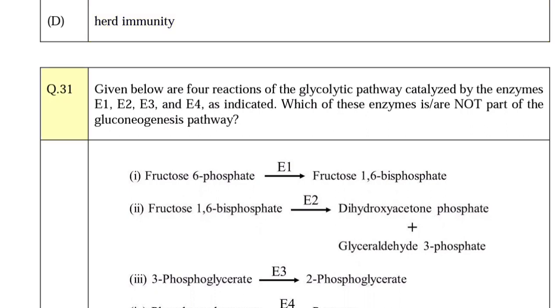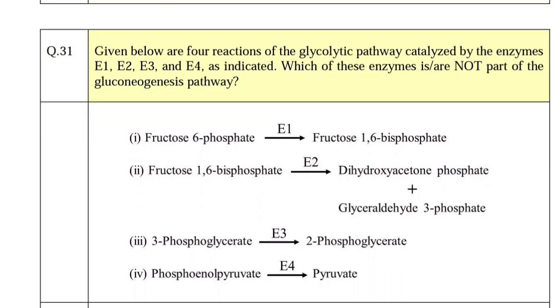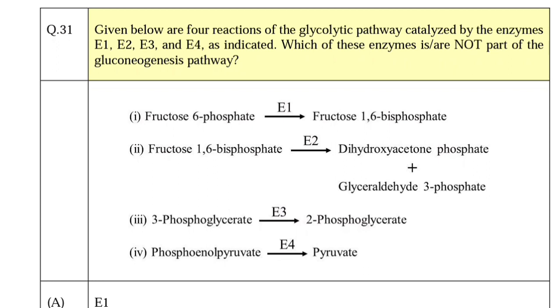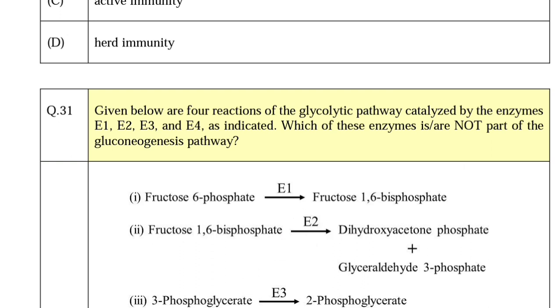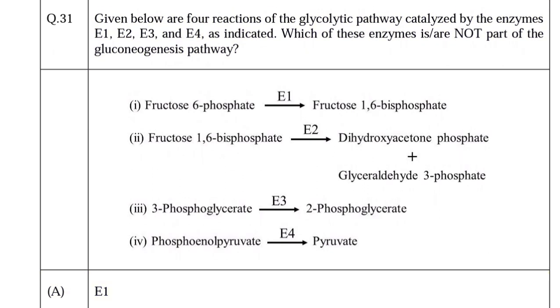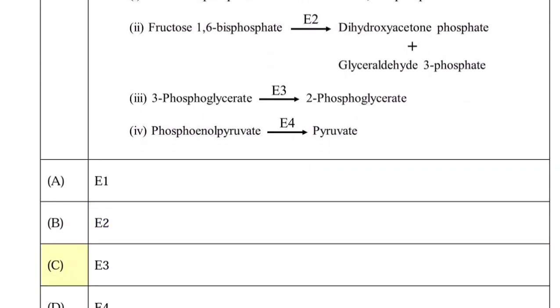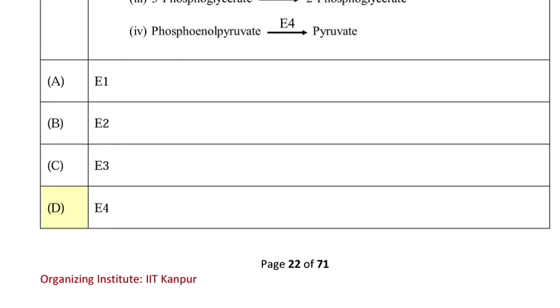Q.31. Given below are 4 reactions of the glycolytic pathway catalyzed by the enzymes E1, E2, E3, and E4, as indicated. Which of these enzymes are not part of the gluconeogenesis pathway? A. E1, B. E2, C. E3, D. E4.